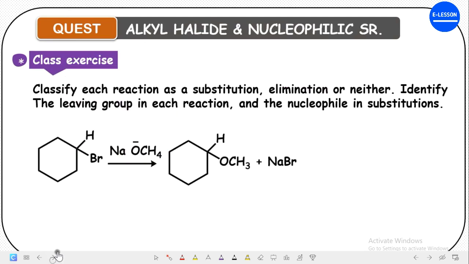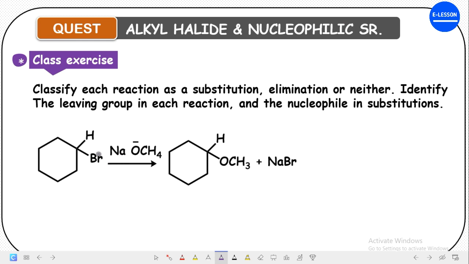So let's identify each of these as either substitution reactions, elimination reactions, or neither, and identify the leaving group in each reaction and then the nucleophile. Now let's look at this reaction together. First of all, which of them is the leaving group? We said the halogen that is leaving is mostly the leaving group. Or first of all, let's identify, is this a substitution or elimination reaction, or neither?